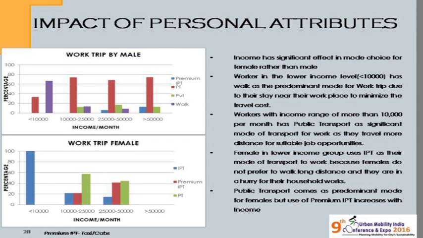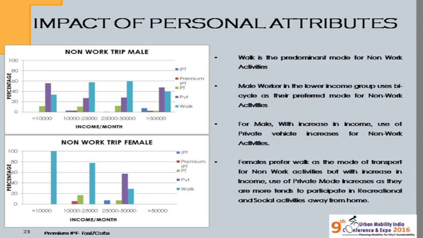And for income, we again find that except people in the lower income group, all the people are using public transport, because lower income group people generally work very near to their house, so they just walk to their workplace. And for females also, there are few work trips, because females generally do not prefer to work much. They take IPTs sometimes. And for non-work trips also, we found that walk is almost the main mode.